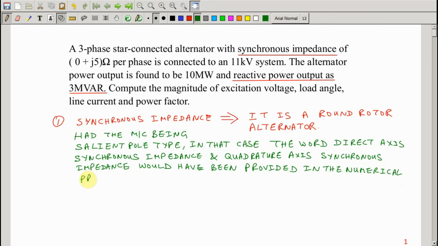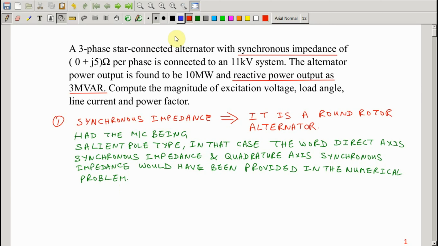So these points will not be that much of difficulty for you, because these are going to actually help you understand the problem. I have tried to indicate that the word synchronous impedance implies that it is a round rotor alternator. Had the machine been salient pole type, the direct axis synchronous impedance and quadrature axis synchronous impedance would have been provided in the numerical problem.